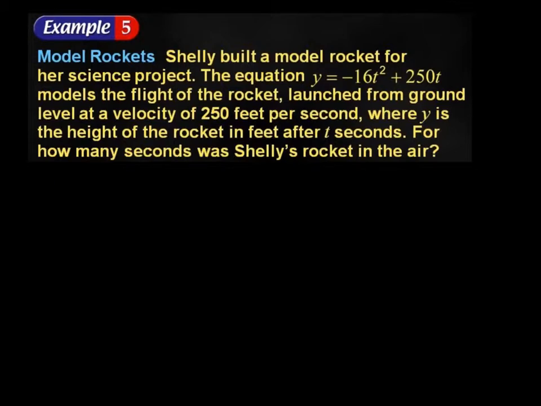The equation y equals negative 16t squared plus 250t models the flight of the rocket launched from ground level at a velocity of 250 feet per second, where y is the height of the rocket in feet after t seconds. For how many seconds was Shelley's rocket in the air?